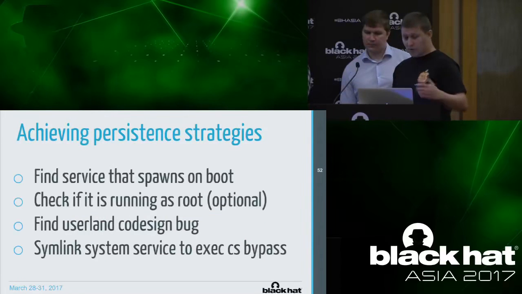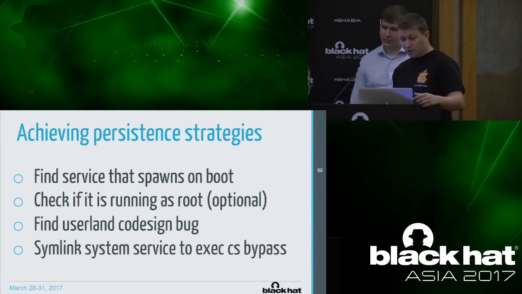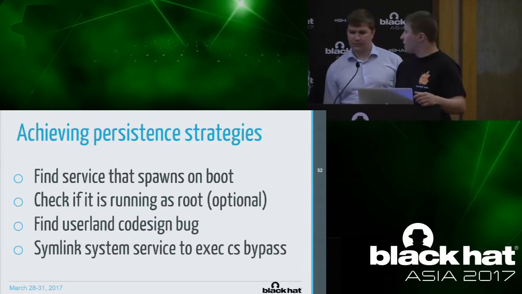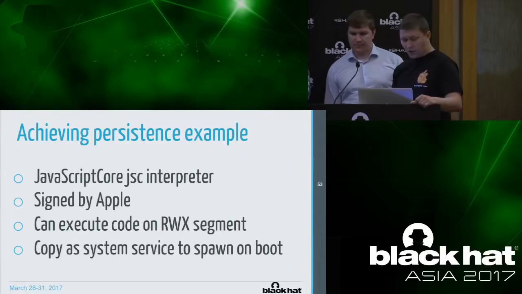This is called persistence, and in order to do that, you need to find a service that spawns on boot. Then you need to make sure that it's actually running as root. And then you need to find some userland code sign bug, and then using a symlink to a system service, you can exec this binary to bypass code sign. In our jailbreak, we're using the JavaScriptCore interpreter, which is signed by Apple, and what's good about it is that it can execute code in an RWX segment. So we are copying it as a system service to be spawned on boot.